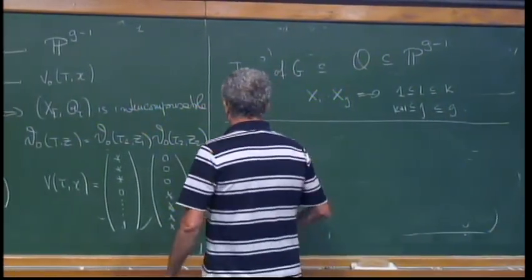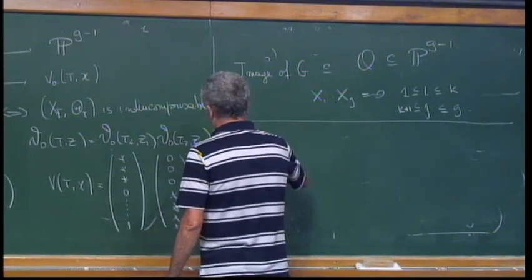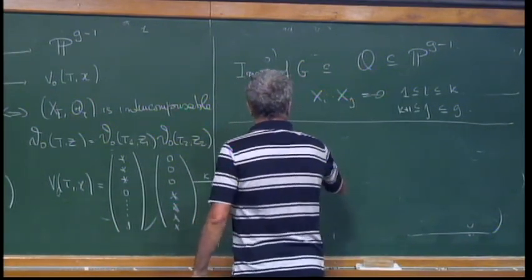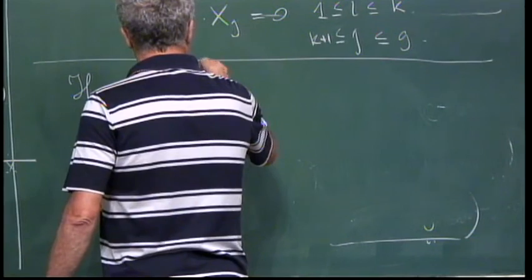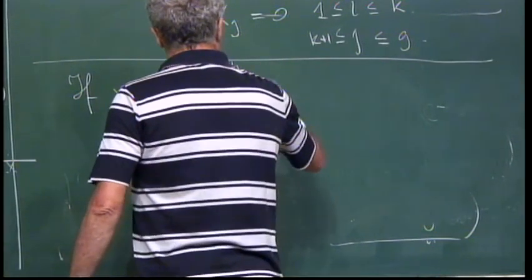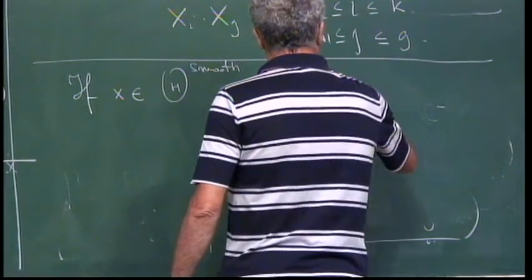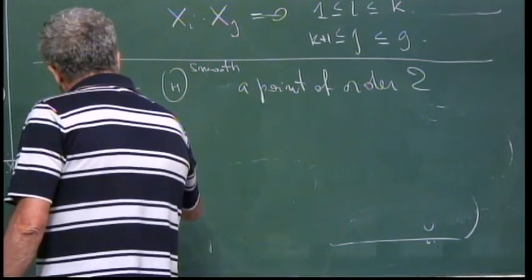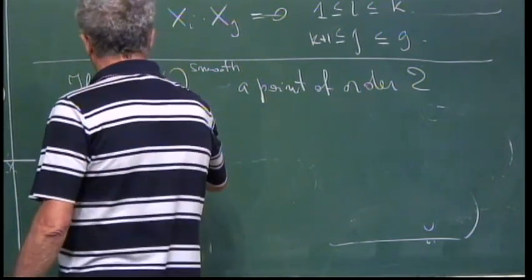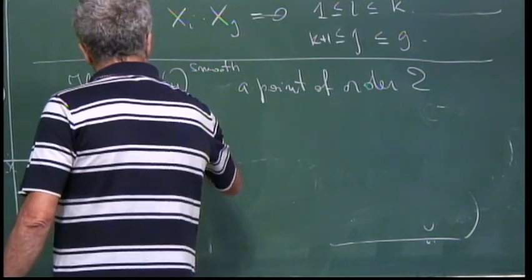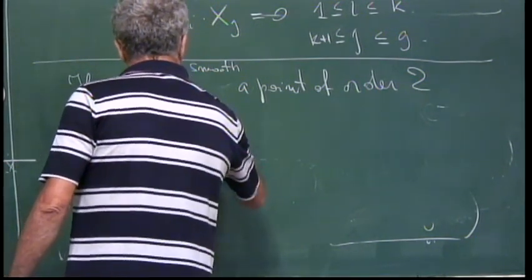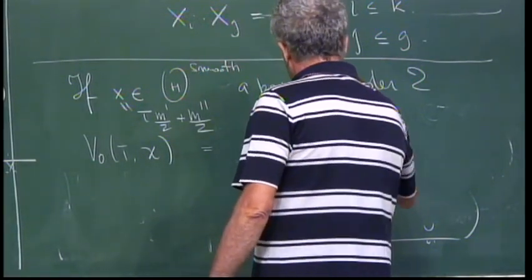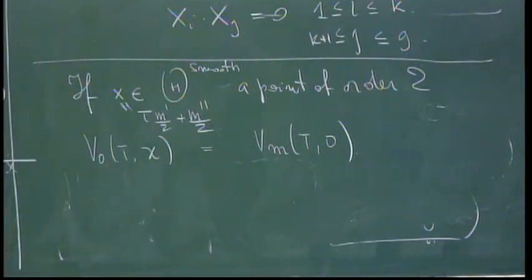Also, one remark: if x is in theta smooth, a point of order 2, equal to tau m' over 2 plus m'' over 2, instead of considering nu_0 of tau evaluated at x, I can consider nu_m of tau evaluated at 0. This is the same thing.